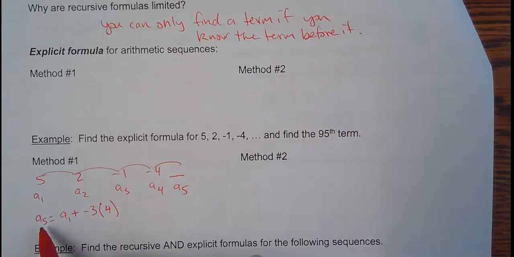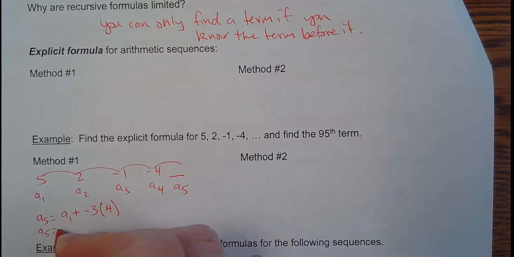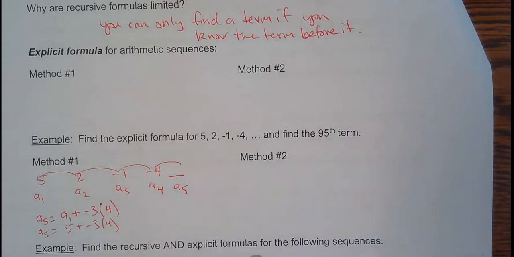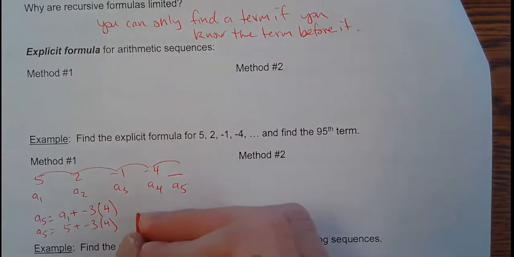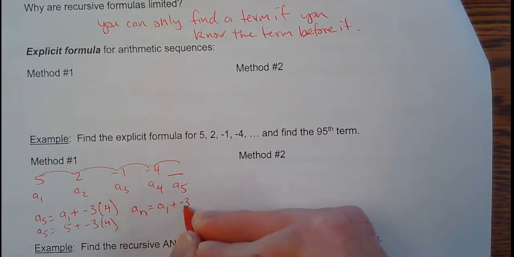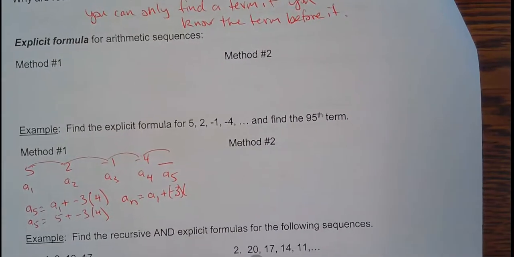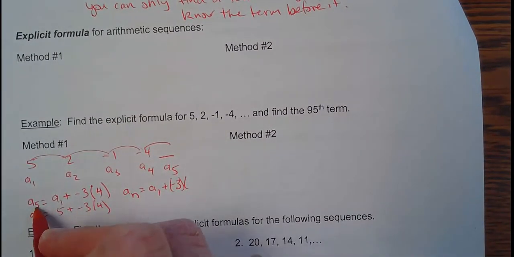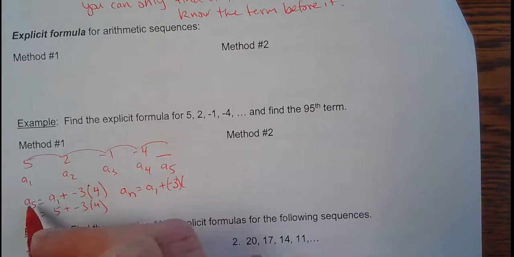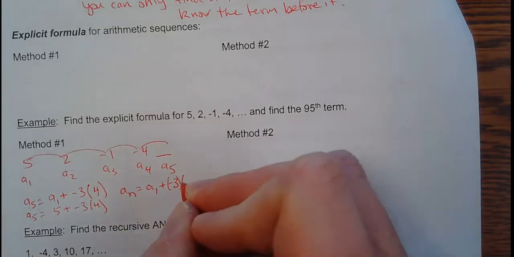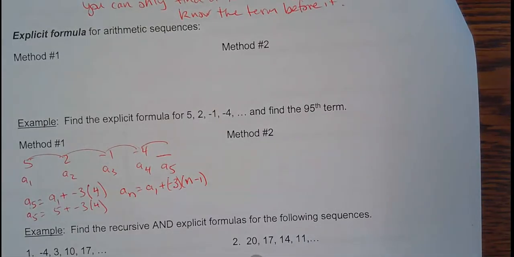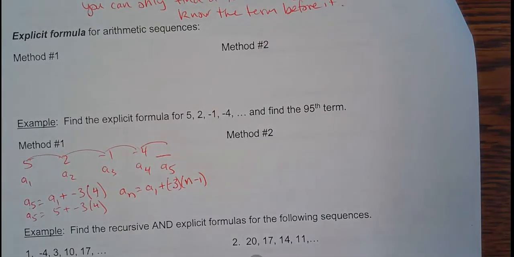Okay, so a sub 5 would equal 5 plus -3 times 4. But if I wanted to get any term here, a sub n, I would start with that first term plus the common difference times, and if you notice, this was 4 jumps to get to the 5th term. To get to the 4th term, it was 1, 2, 3 jumps. It's always 1 less, so it would just be whatever number you're trying to get to, you take 1 away, -1. Okay, so that's not too bad.